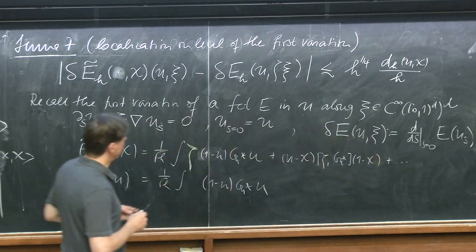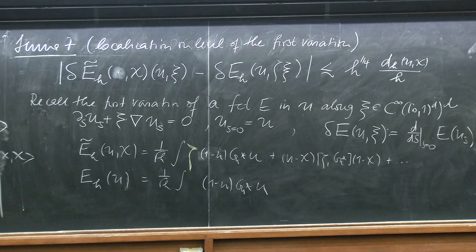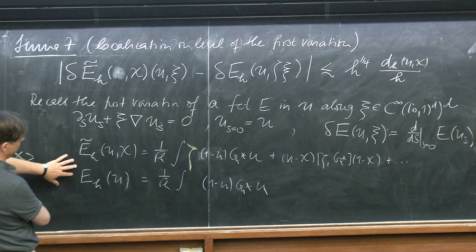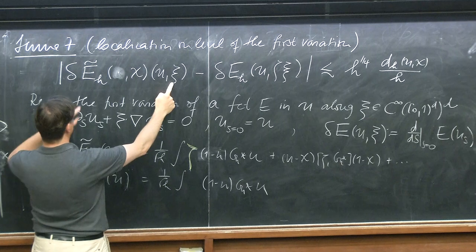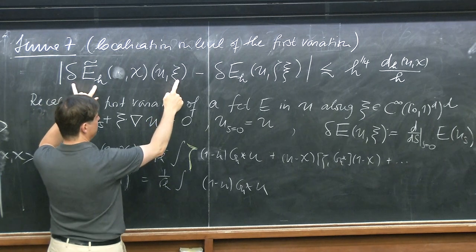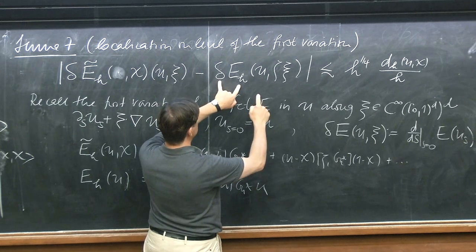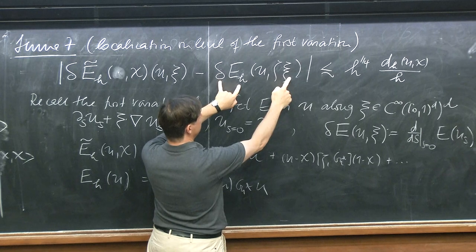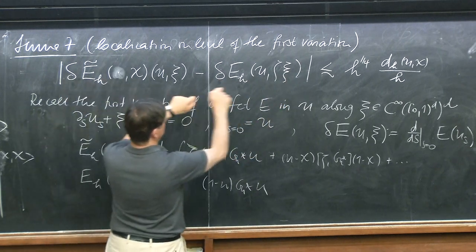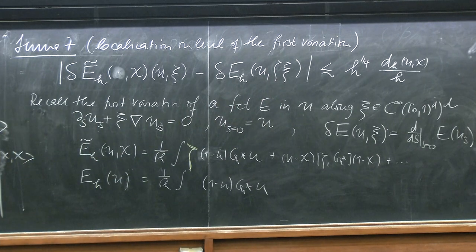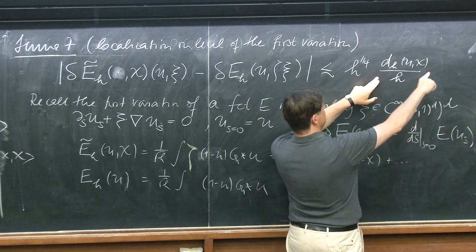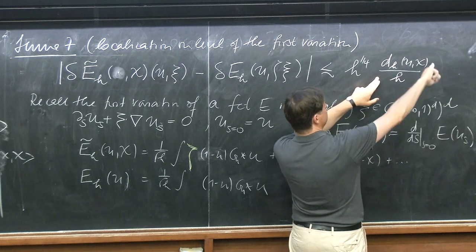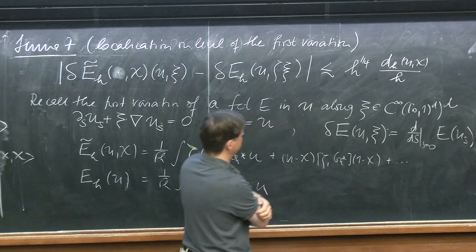And so the statement is that on the level of the first variation, what I did here really acts like the localization. So looking at the first variation of the localized functional in direction of a vector field Xi is the same thing as looking at the first variation of the unlocalized functional in direction of the localized vector field. So localizing the functional and localizing the vector field commute. That's the main statement of this estimate. And this is a higher order term because by the typical energy estimate, this here should be of order 1 in an L2 sense in time, and there is still a small h power in front of it.